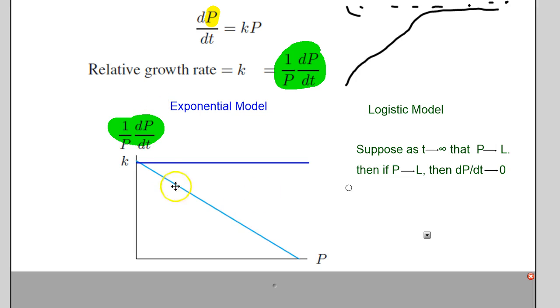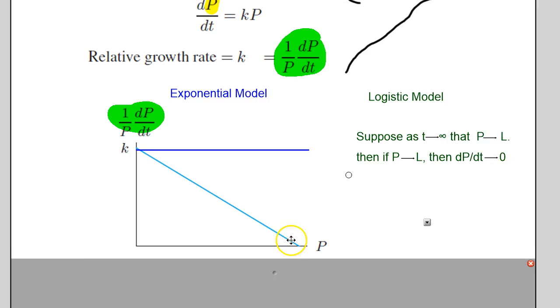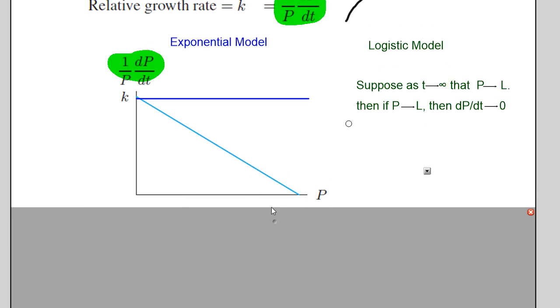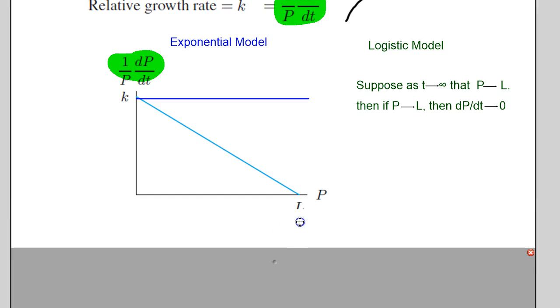So in the logistic model, we have 1/P dP/dt is equal to a linear line with negative slope, okay? And it actually reaches the x-axis, in this case the P-axis, when we have L, okay? At that point L, because that's our limiting value. So when our P value actually gets to L, dP/dt is going to be equal to 0. So this is why this value goes from up here all the way to down here.